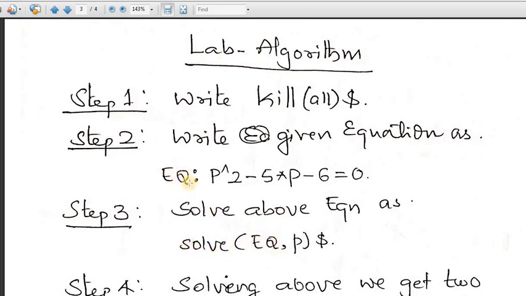Use the solve command, write the equation. What is the symbol given for the equation? EQ. With respect to what do we have to solve? With respect to p we have to solve. Write the dollar symbol. It will give the roots of the given equation.